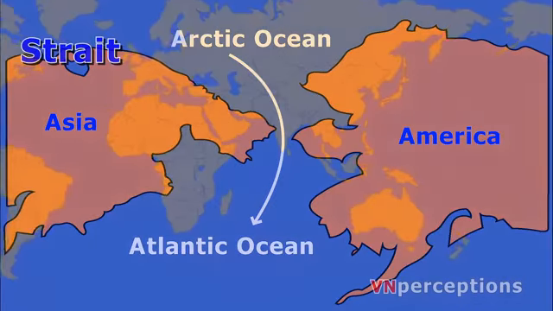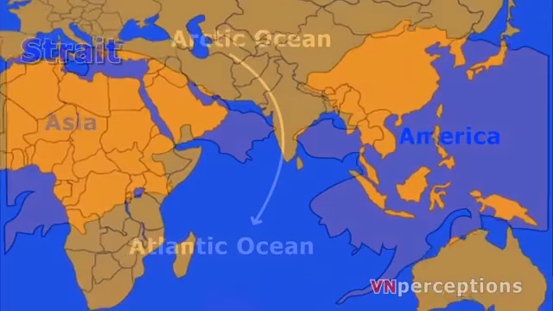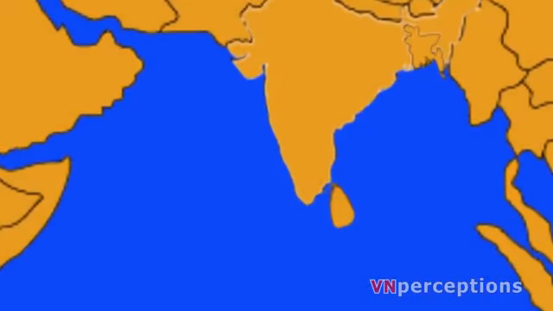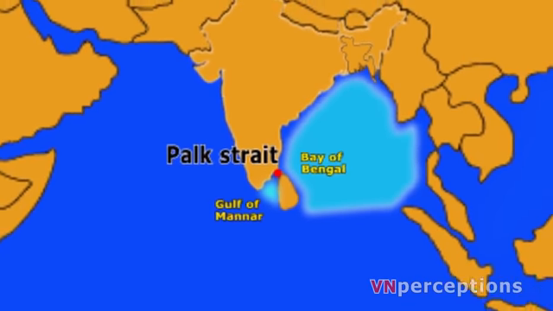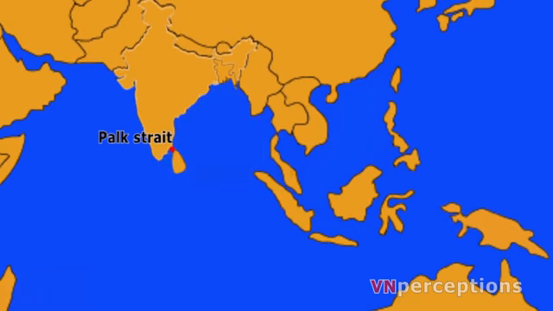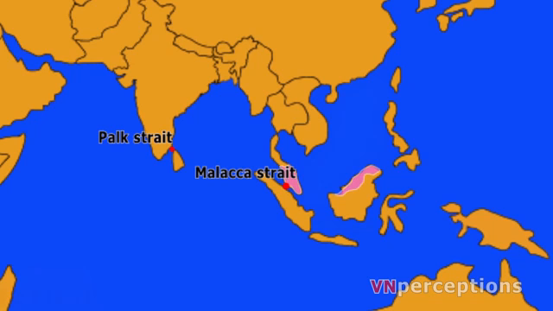So if I take up the strait found around India, the first one would be the Palk Strait. It connects the Bay of Bengal at northeast end to Gulf of Mannar at western end. Next one, the Malacca Strait. It separates peninsular Malaysia from Sumatra Island of Indonesia.